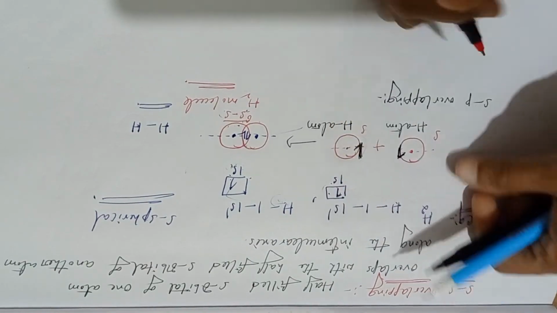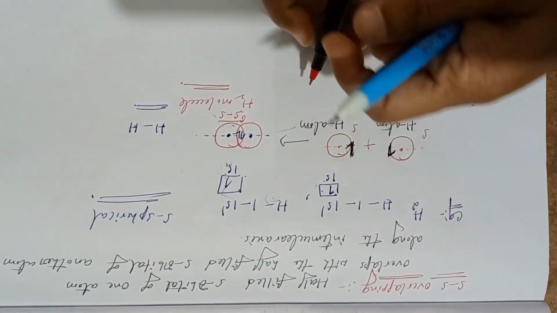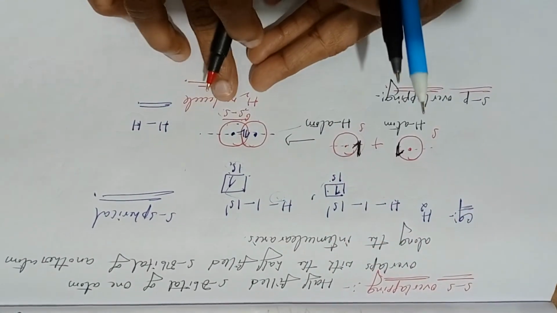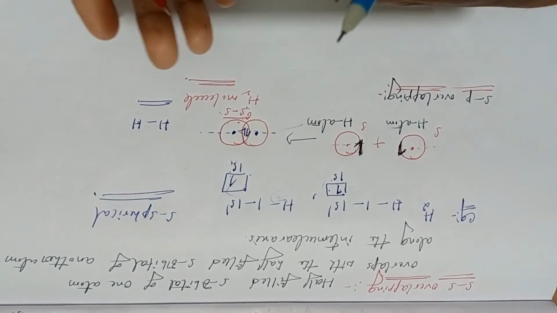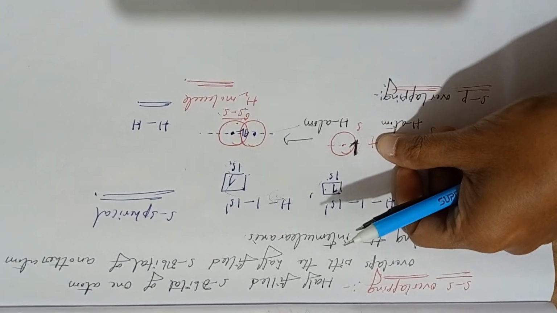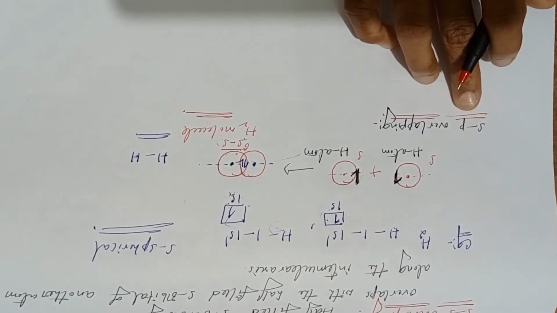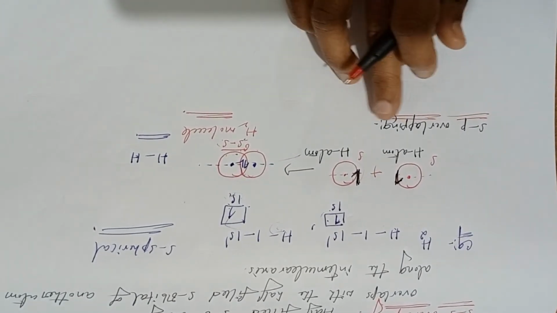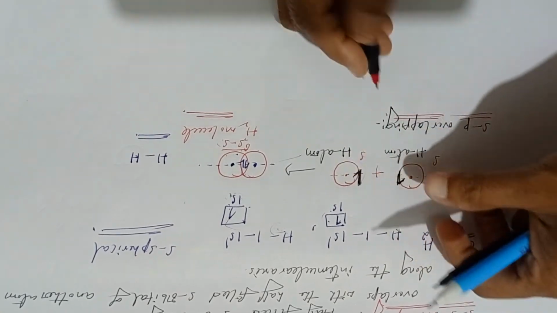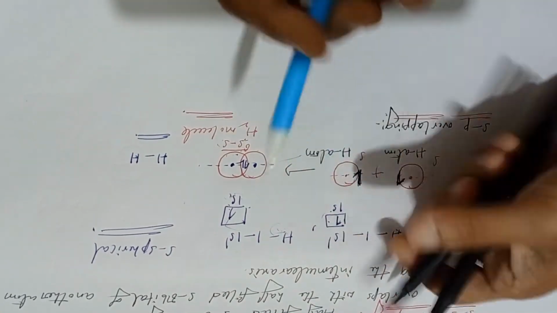Now tell me, students, sp overlapping. Because of ss overlapping, a sigma bond is formed. Because of sp overlapping also, only a sigma bond is formed. What is the definition, students? A half filled s orbital of one atom overlaps with the half filled p orbital of another atom along the internuclear axis. Correct? So what is the definition?